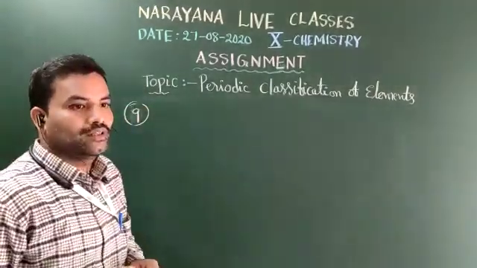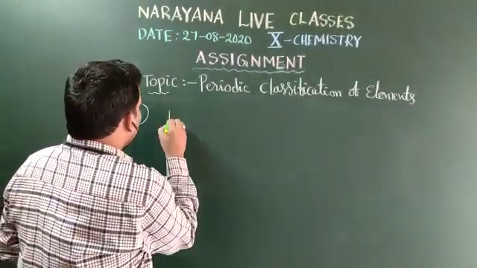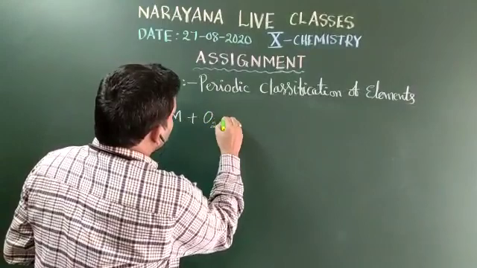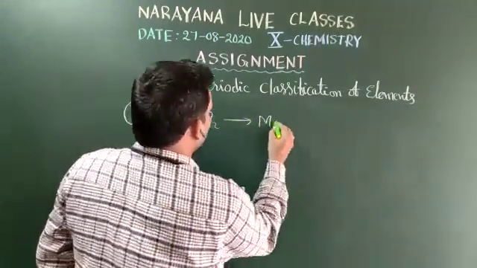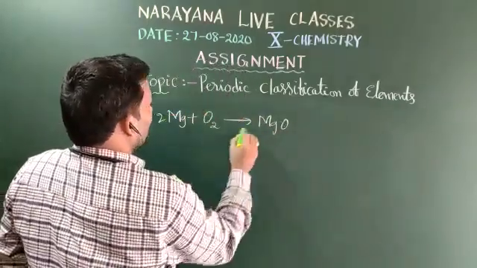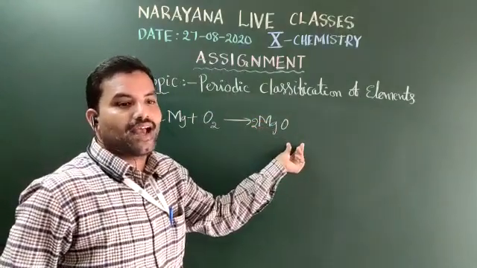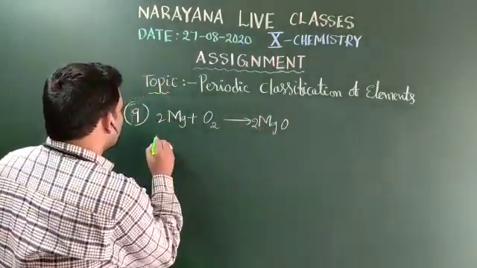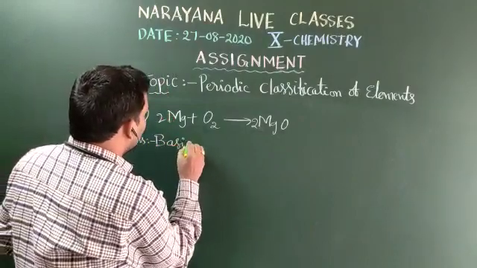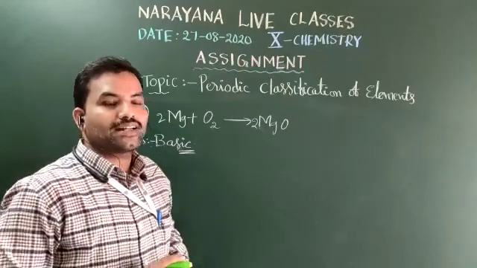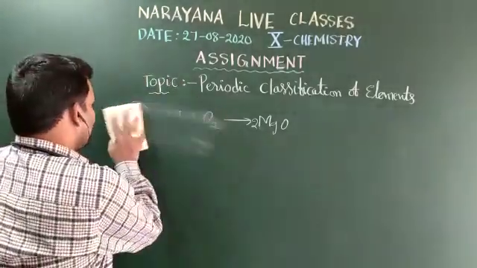Ninth question. The oxides of metals are dash in general. Metals react with oxygen and metal oxides are formed. For example, magnesium reacts to form magnesium oxide, 2MgO. That means the corresponding metal oxides. What is the nature of oxides of metals? Magnesium oxide is basic in nature. Based on that, we have to say that the oxides of metals are basic in nature.